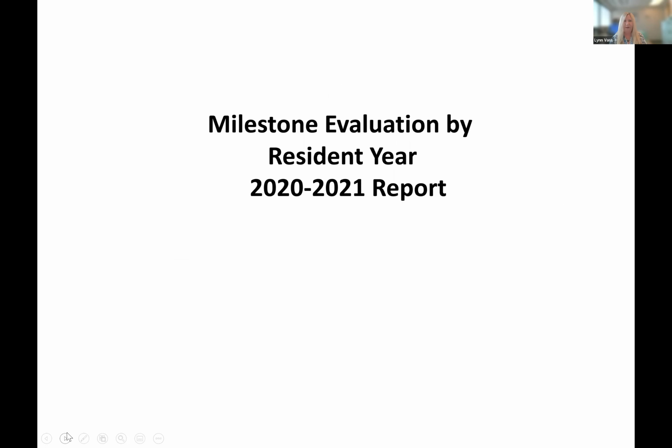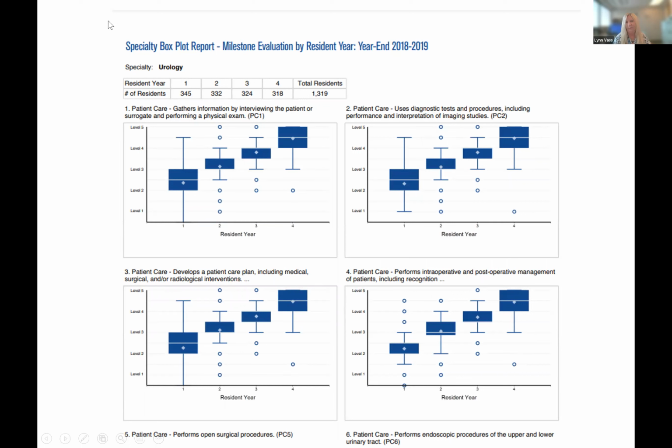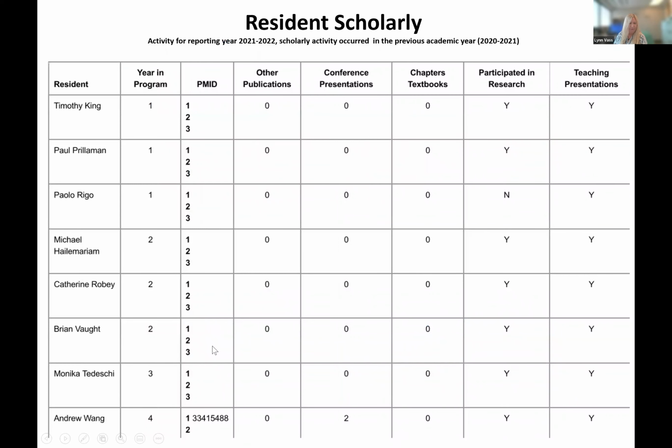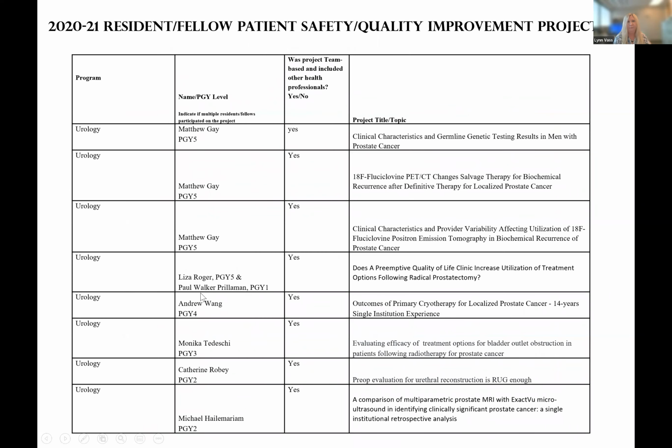Okay, so milestone evaluations for the residents, the report the ACGME comes out with. It's the program box plot report, and it's done by the resident year. This is just an example that they had for our specialty of urology. And then I would include the resident scholarly activity, just from what you put in ADS, just copy and put it in your report. And then their patient safety and quality improvement projects, I'd put that in.